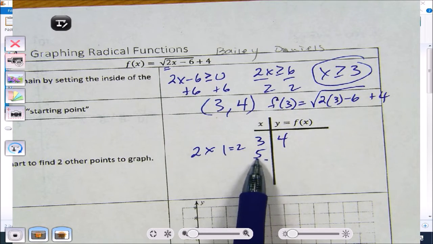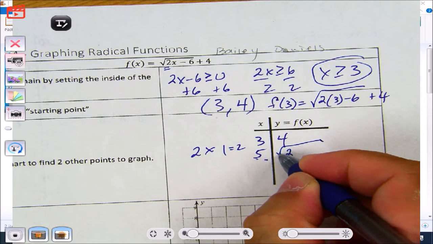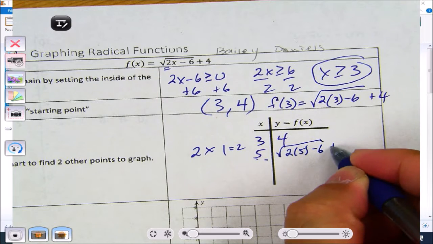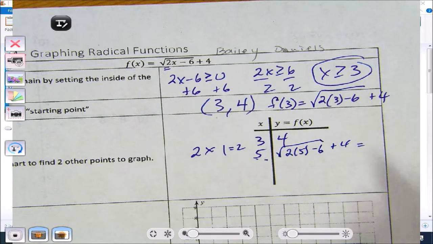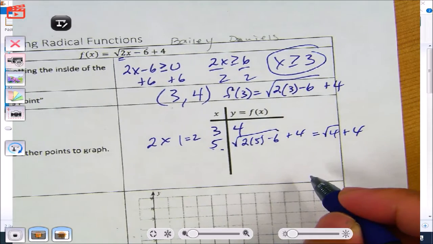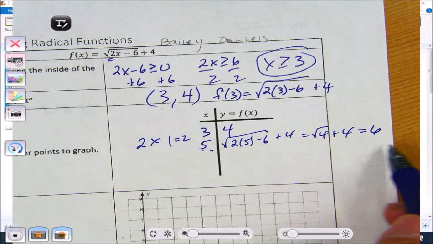All right, so I'm plugging the 5 into that. So it's the square root of 2 times 5 minus 6, plus 4. What is 2 times 5? 10. What's 10 minus 6? 4. So it's the square root of 4 plus 4. What's the square root of 4? 2. So 2 plus 4 makes 6. So it's a nice number.